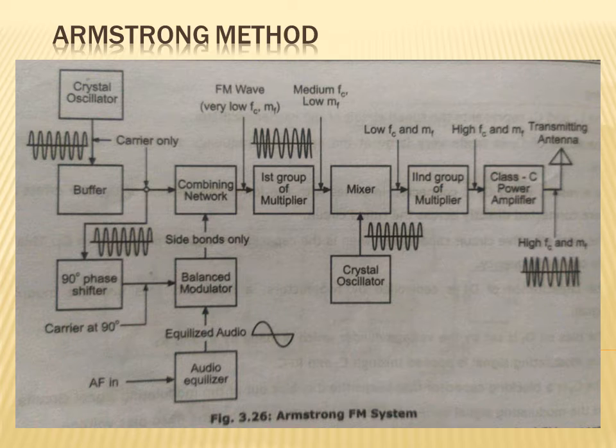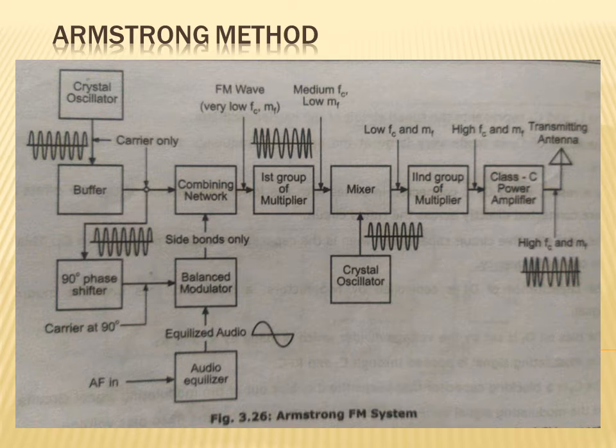Next one is the function of balanced modulator. It has two inputs, 90-degree phase shifted carrier and amplified modulating signal. By using these two signals, two sideband signals are generated, and the generated sideband signal is given to the combining network.